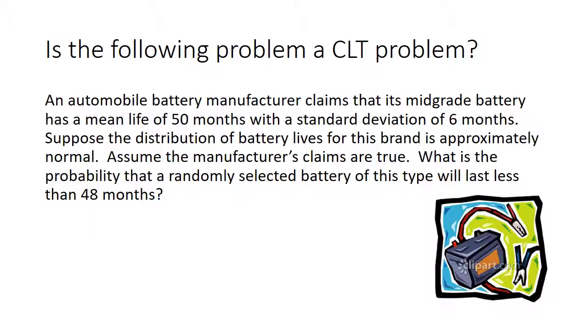The first thing we need, breadth doesn't even come into play yet. The first thing we need: are we looking for a probability involving a sample mean? Look at the last question. What is the probability that a randomly selected battery, blah, blah, blah? We are not looking at a probability involving a sample mean. We are looking at a probability involving an individual object. The answer is no. This is not a central limit theorem problem.